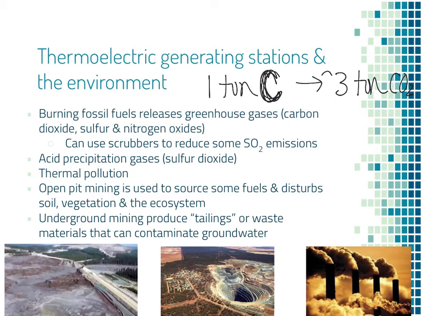Again, acid rain comes from these gases, so carbon dioxide, sulfur dioxide, and nitrogen dioxides. It also creates thermal pollution. It generates heat that isn't turned into electricity and heats up the environment, which isn't great.